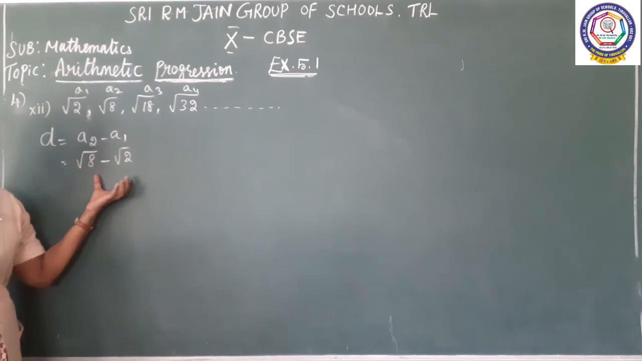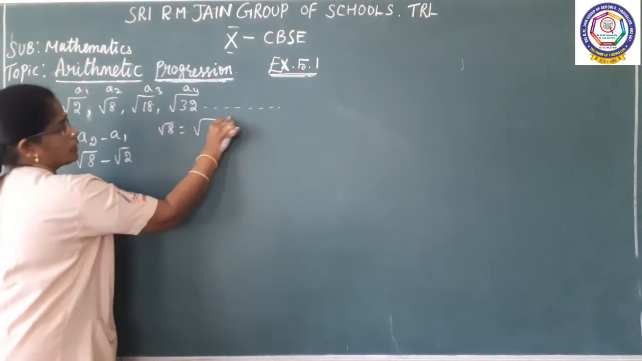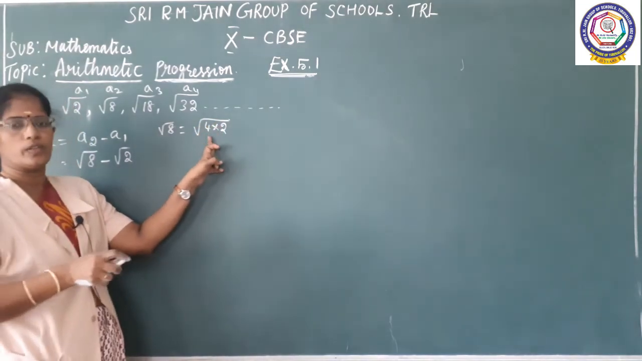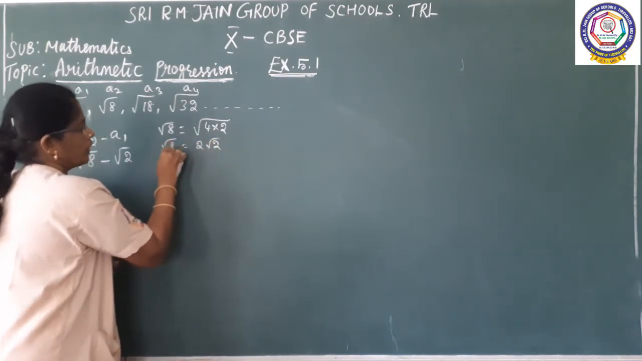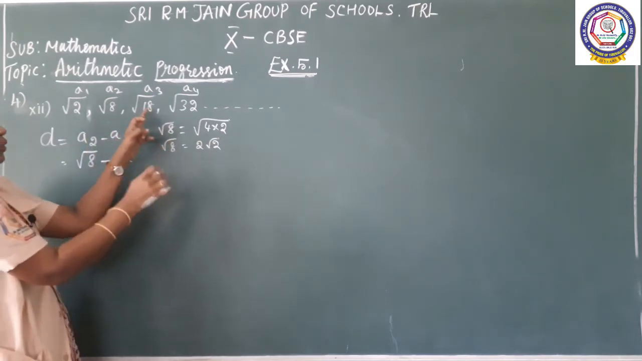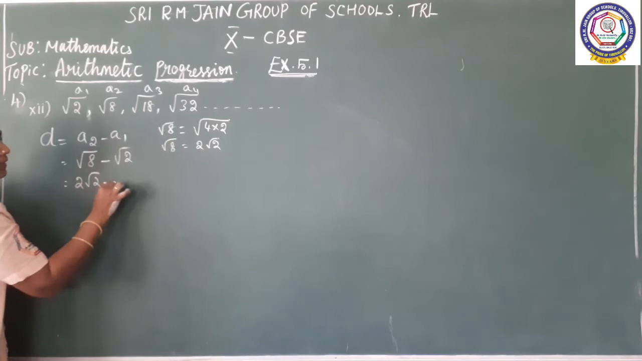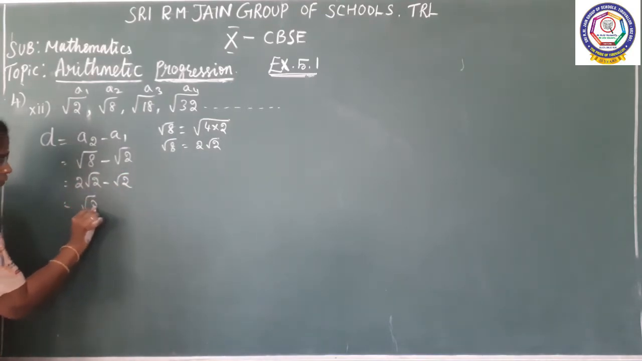So how can you subtract this? Square root of 8 can be written as square root of 4 into 2. We know that 4 is a perfect square. So 2 root 2. So square root of 8 can be written as 2 root 2. Next, 2 root 2 minus square root of 2. If you subtract, you will get square root of 2.